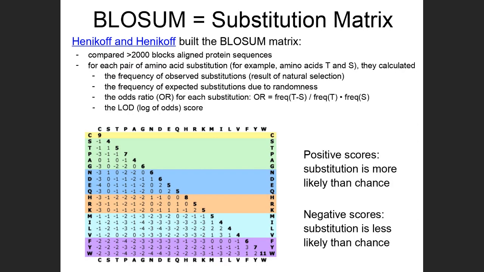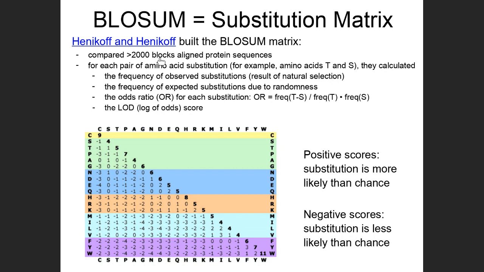So here's an example. As I told you, this BLOSUM is the standard amino acid substitution matrix that people use. BLOSUM is for blocks substitution matrix. People just like coming up with cute acronyms. And these are husband and wife, as I was told.